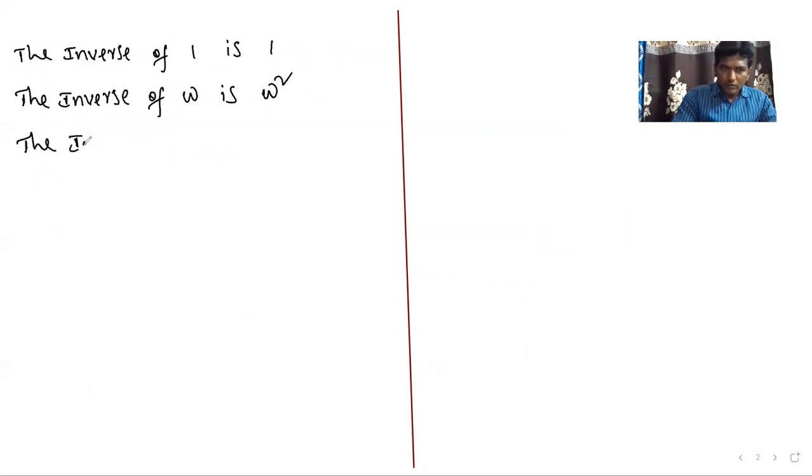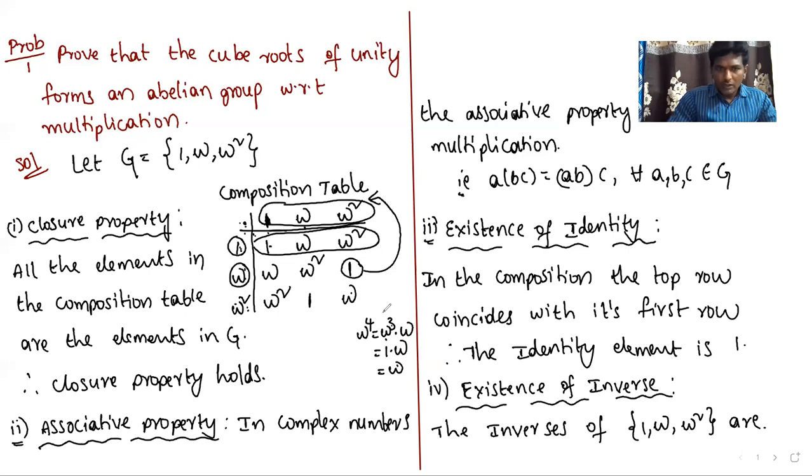The inverse of omega square is, see, the inverse of omega square.